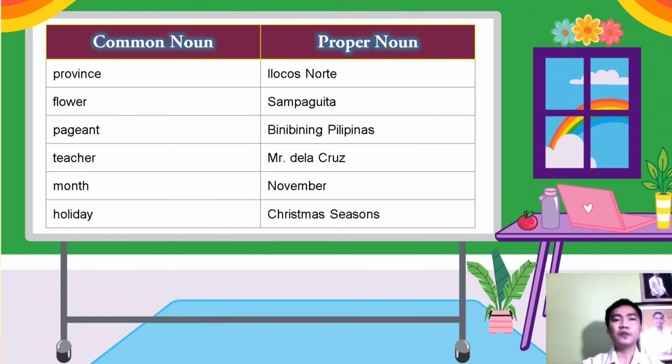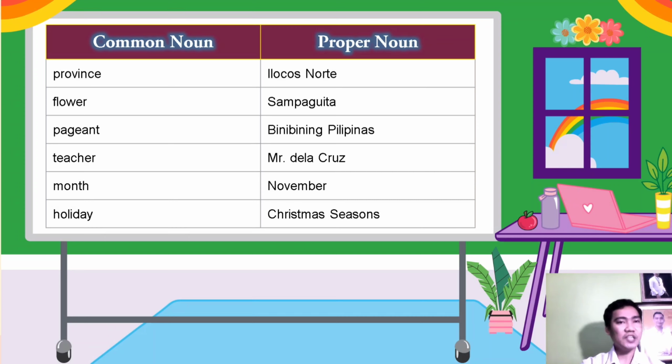Alright, so let's find out. Here are examples of a common noun and proper noun. Look at these examples. We have the word province. Province is a common noun, and a specific or proper noun for province is Ilocos Norte. These are just examples. Ilocos Sur, Ilocos Norte. Another province, we have Manila, right? Metro Manila. We also have here flower. Flower is the common noun for Sampaguita. We also have santan and other kinds of flower.